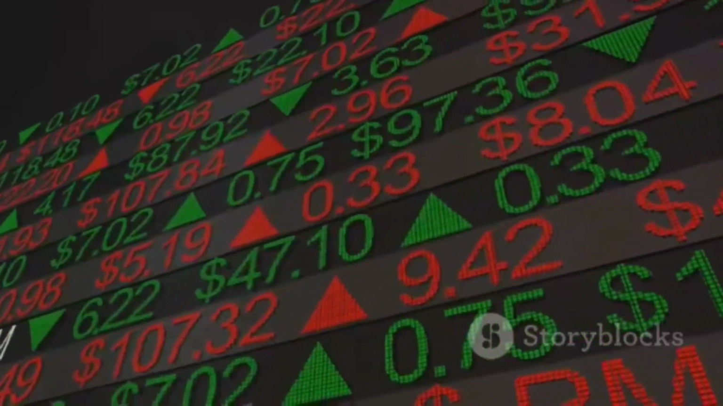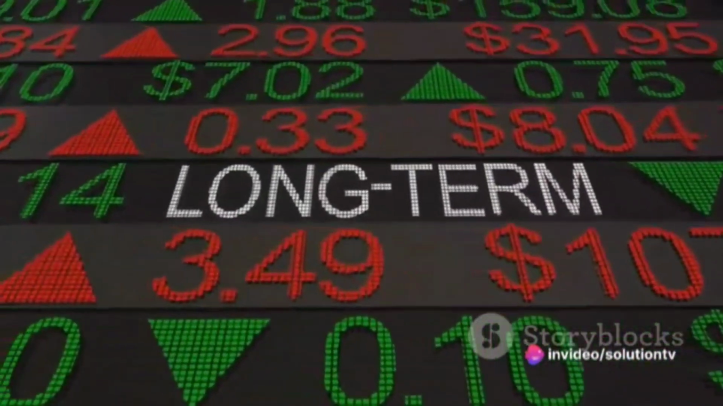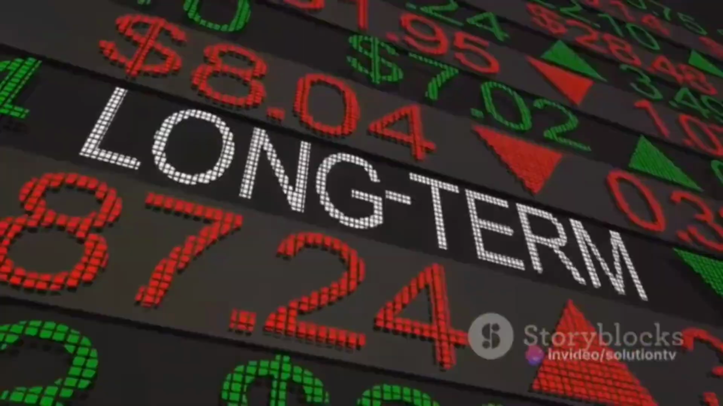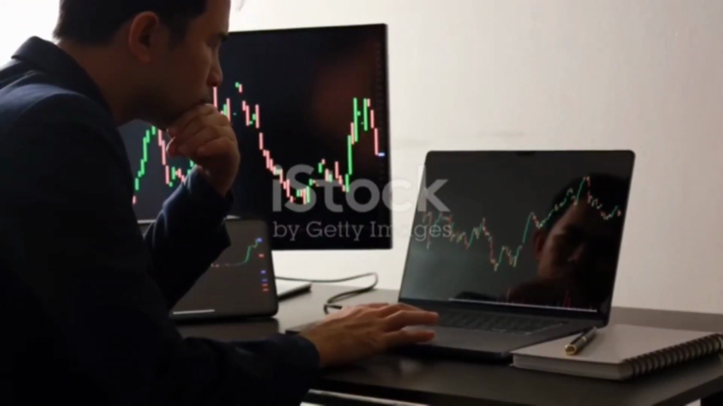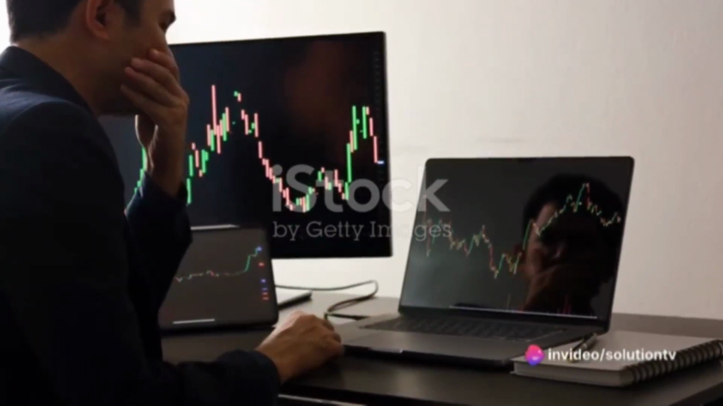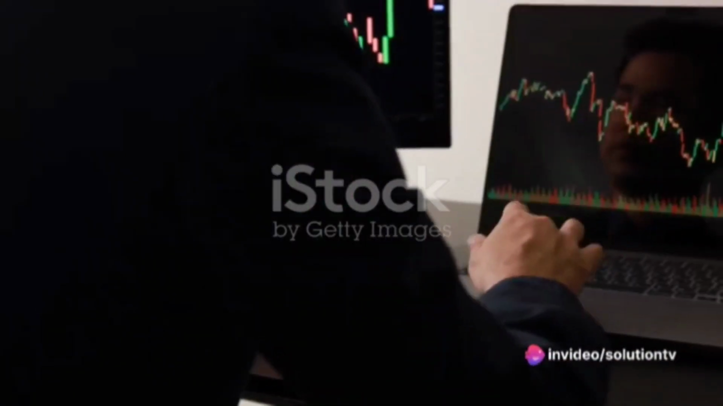Remember, a diversified portfolio is not a one-size-fits-all solution. It requires a personalized approach based on your unique financial goals and risk tolerance. And while diversification can help reduce risk, it does not guarantee profits or protect against loss in declining markets. It's always wise to seek advice from financial professionals before making investment decisions.